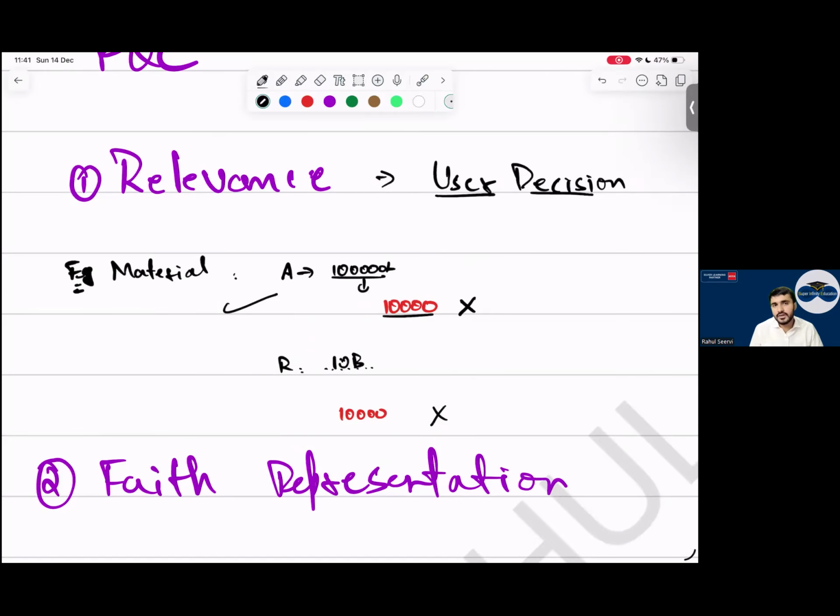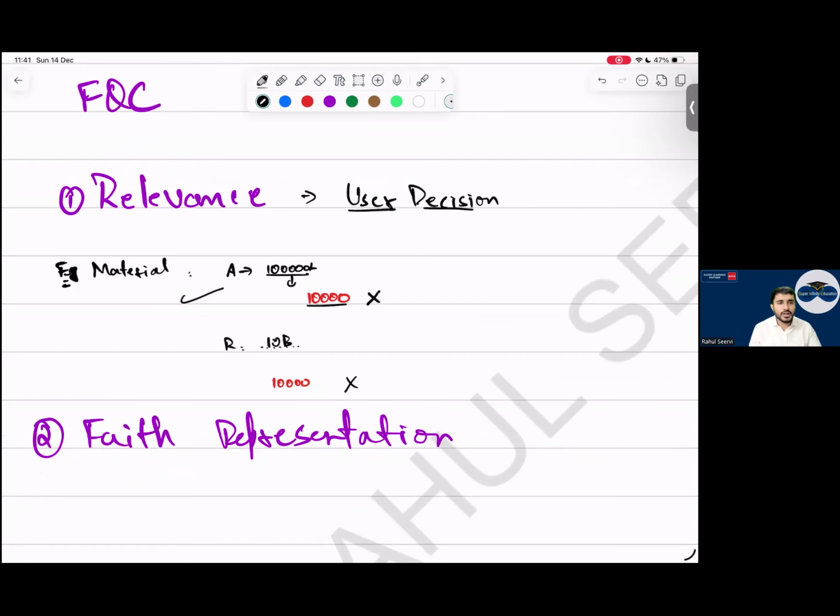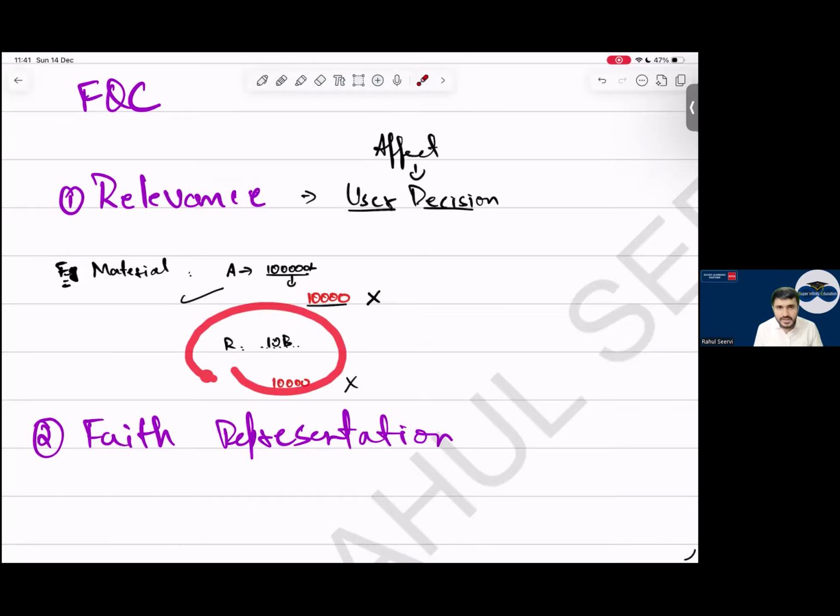Simple. Relevance means whatever information you record should provide information to users, and that information should affect the users' decision. If a company has not recorded an asset of 10,000 rupees, it will create a problem for the investors. But in the case of Reliance, will it create a problem? No, it will not. So I hope the term relevance is clear to everyone. It is based on materiality.